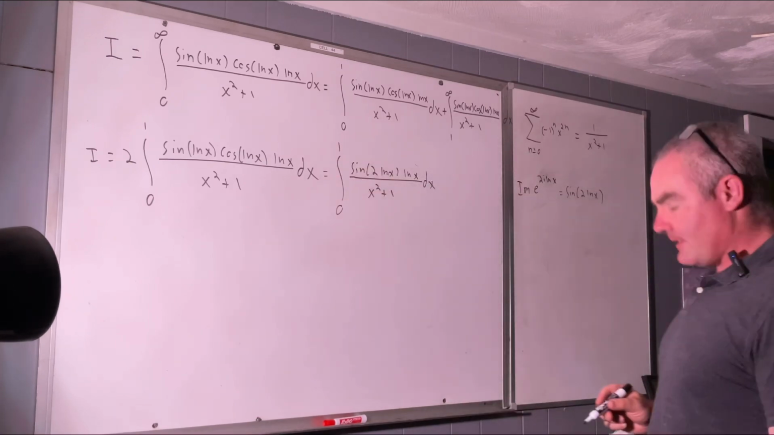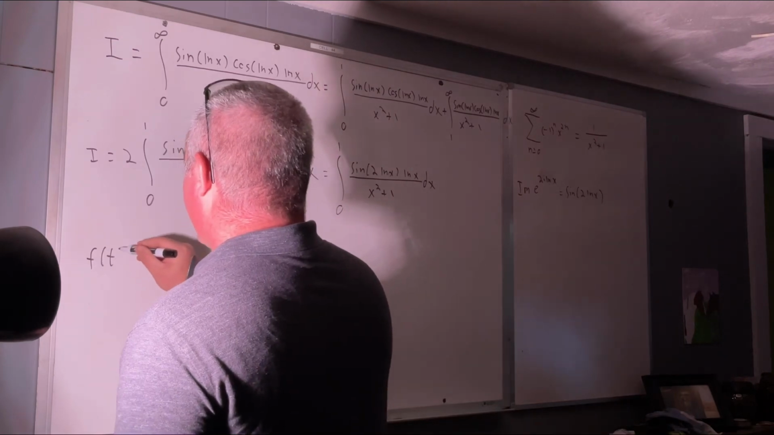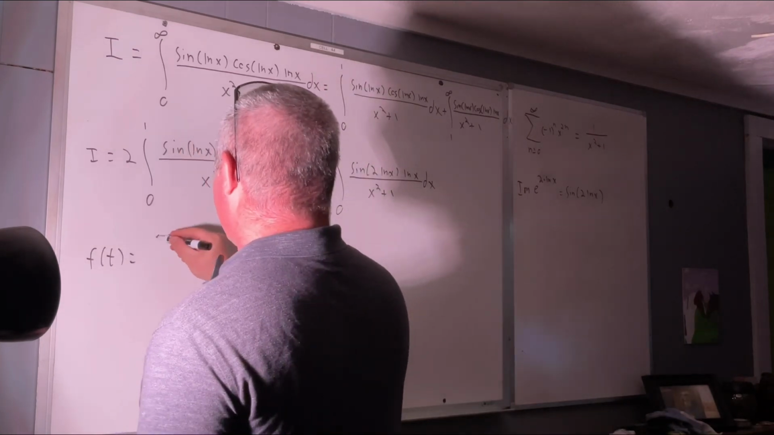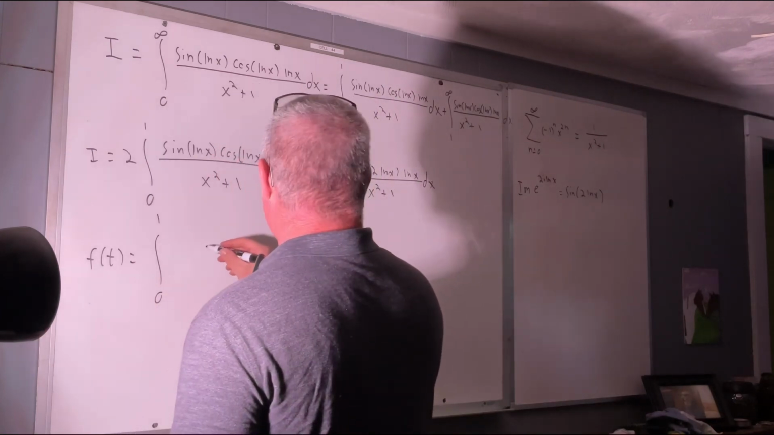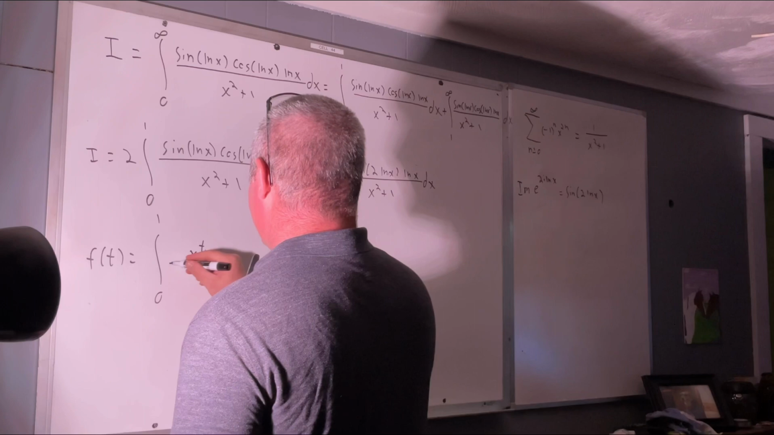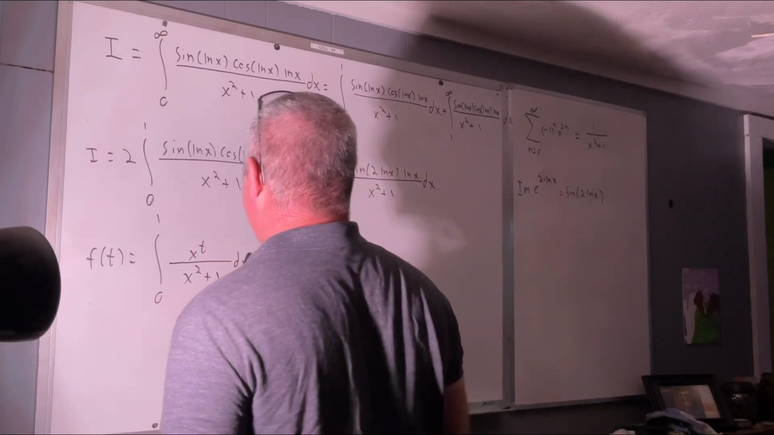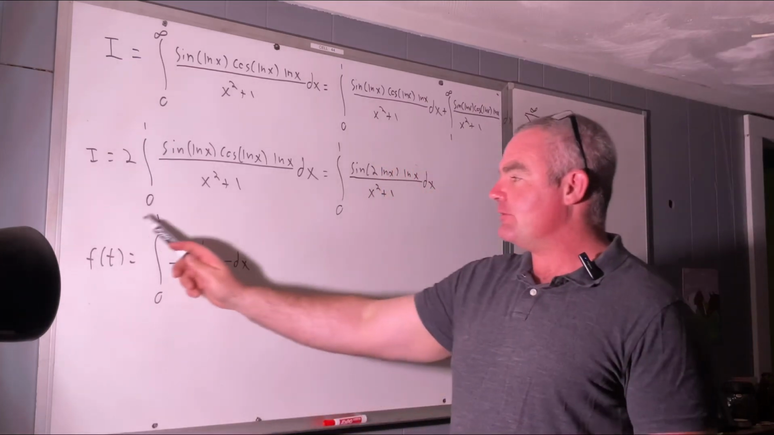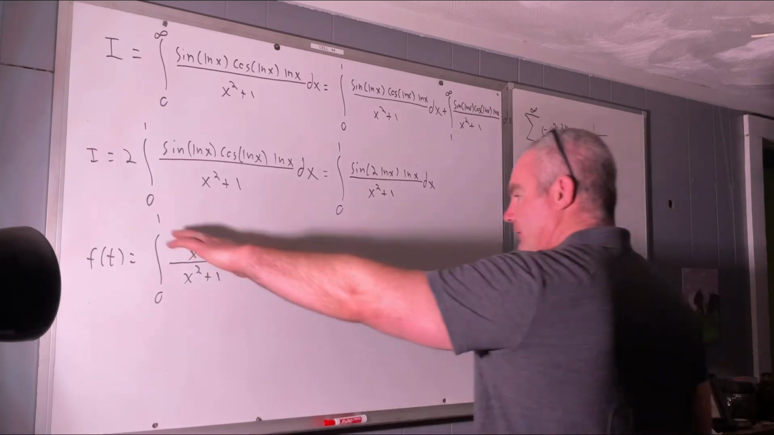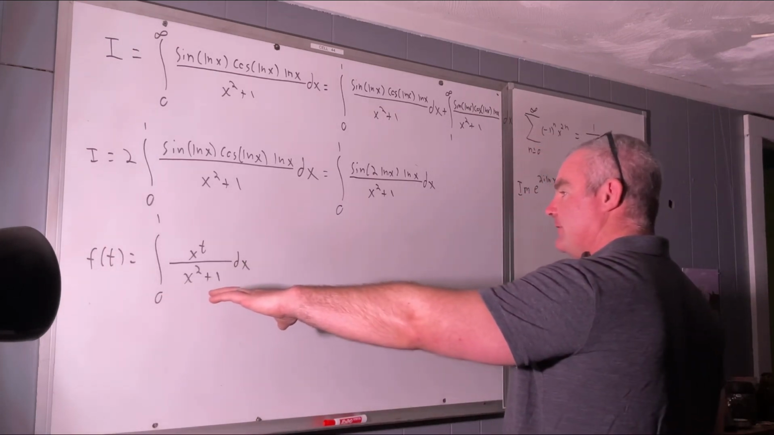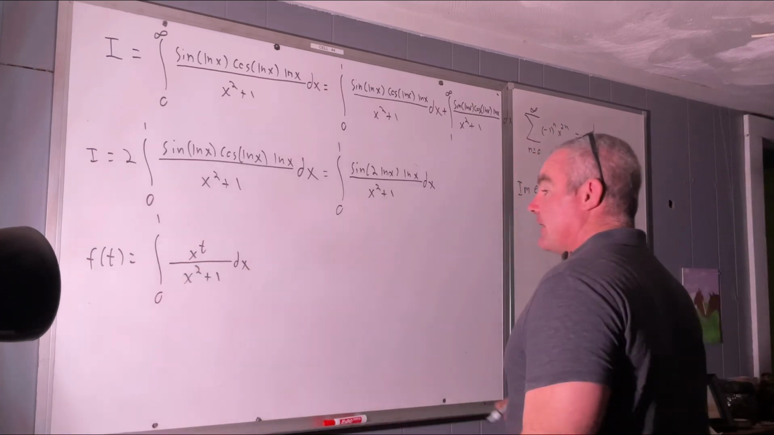All right, for our next step, what we want to do is reparameterize this by creating a function of t equal to the integral from 0 to 1, and we're just going to make it x to the t over x squared plus 1 dx. And then we'll immediately use the Leibniz rule for differentiation under the integral sign on our f of t to obtain f prime of t. And we will do that by taking the partial with respect to t of the integrand.